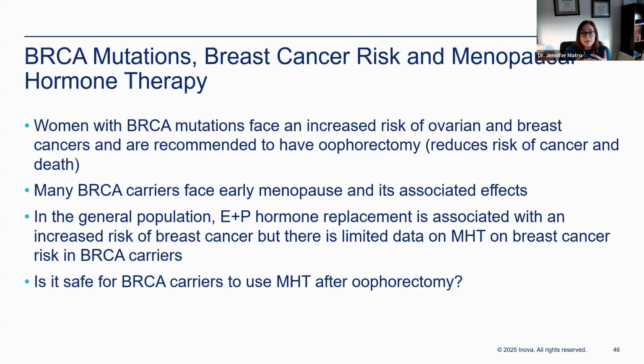And in breast cancer, we tend to be hesitant about offering hormone therapy because that's sort of the opposite of what we typically do in patients. And also there's evidence that in the general population, estrogen and progesterone hormone replacement is associated with a small but increased risk of breast cancer. So we didn't know if it was safe to offer hormone therapy in these women who've never had cancer, but have had their ovaries removed.